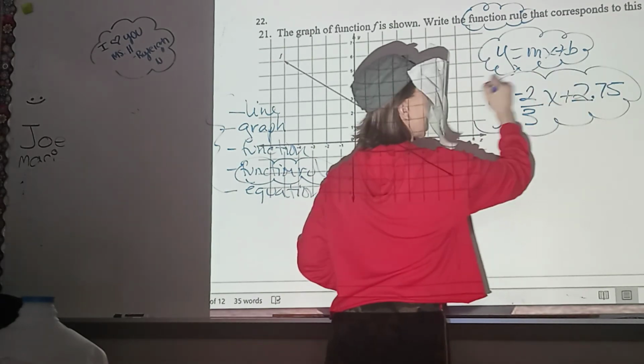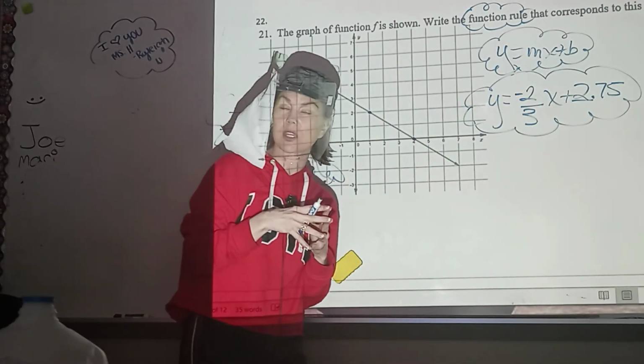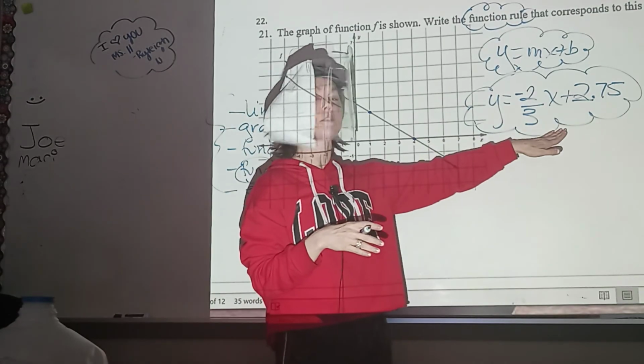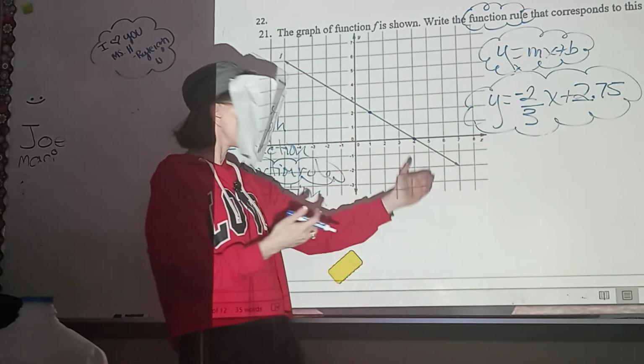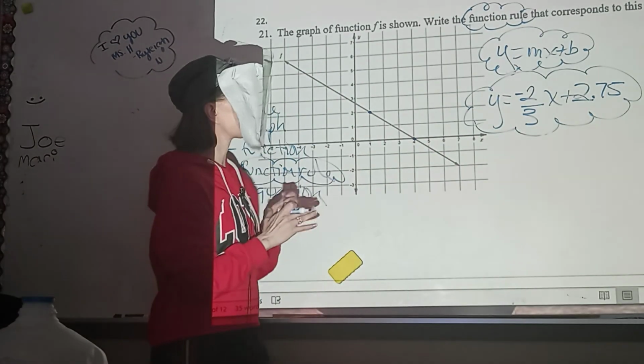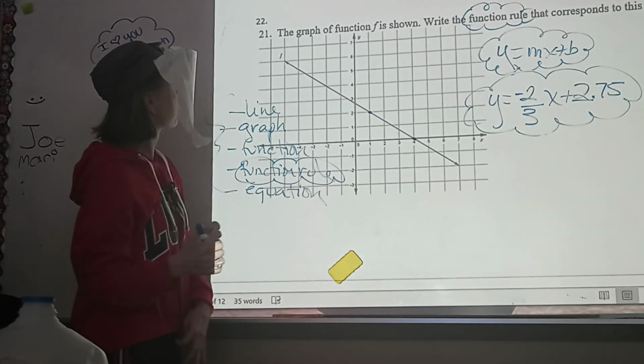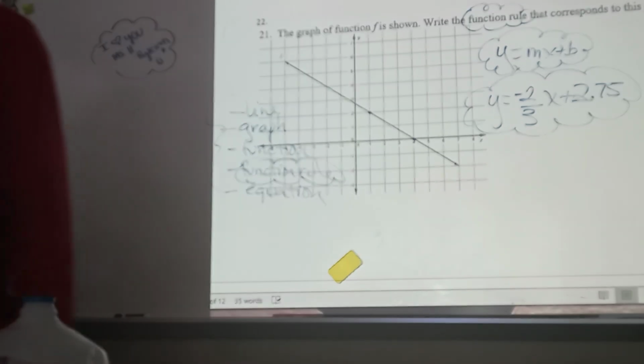So here is, as the question asked us this time, our function rule of that line. So hopefully that was helpful. That was your EOC bell work 22.